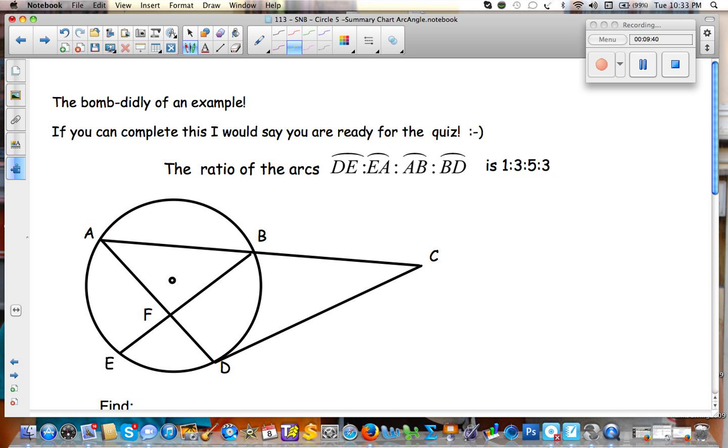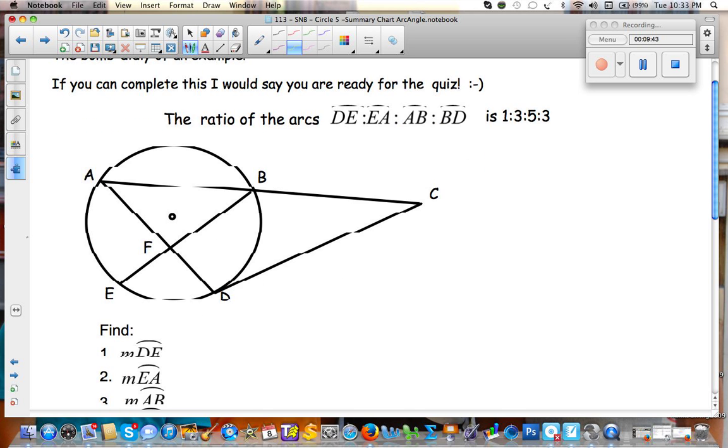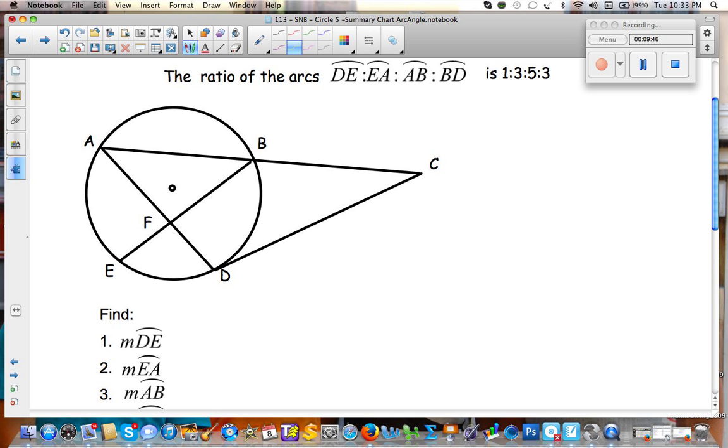So the only information we are given here is that the ratio of the arcs DE to EA to AB to BD, and those are all arcs, is in the ratio of 1 to 3 to 5 to 3. So if you remember from your algebra skills, when we talk about ratios, there is some common number that we would be multiplying those ratio numbers by. And they are referring to the circle, and we know that if we made it all the way around the circle, we would have 360 degrees.